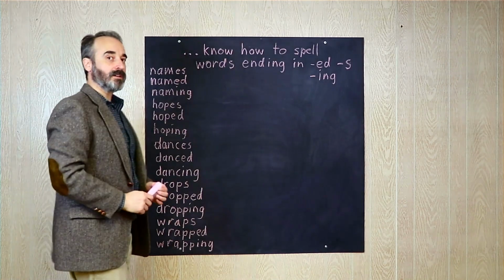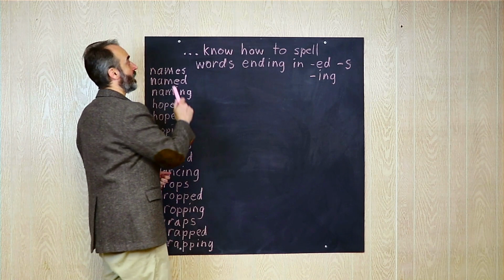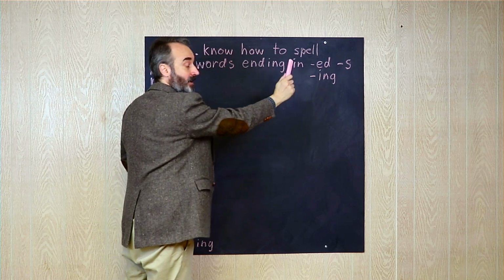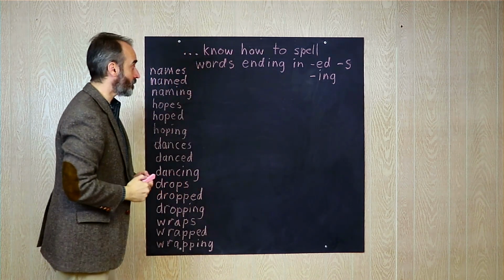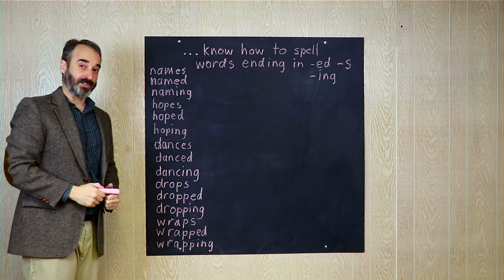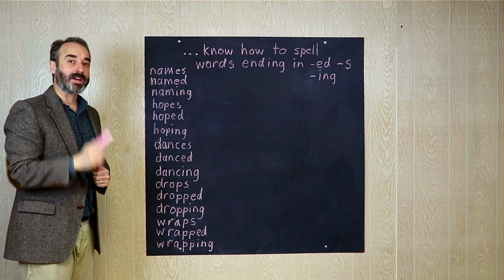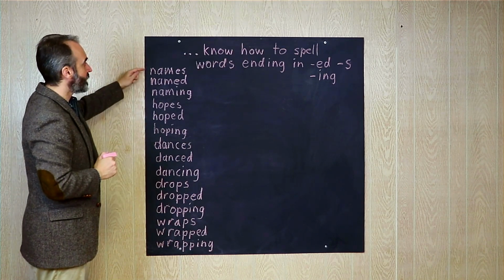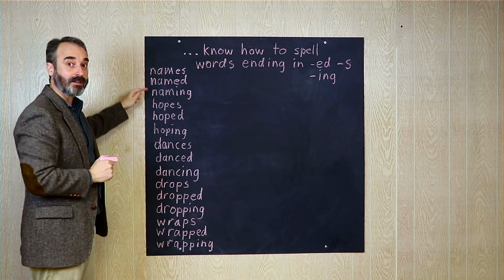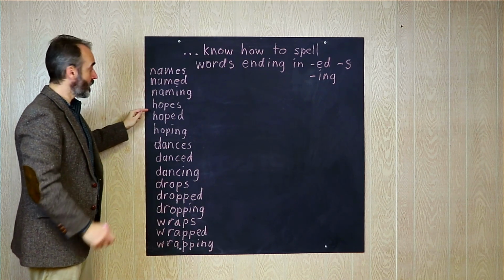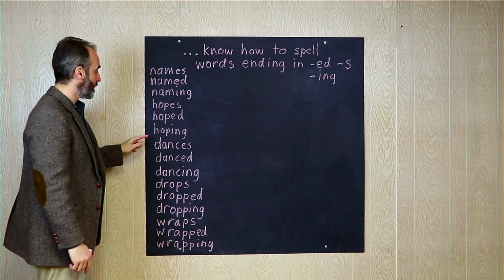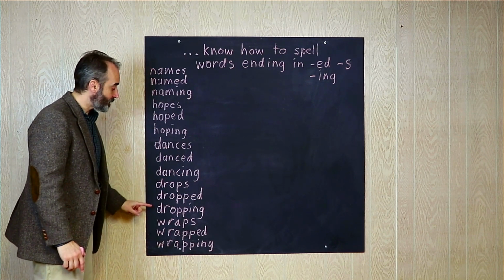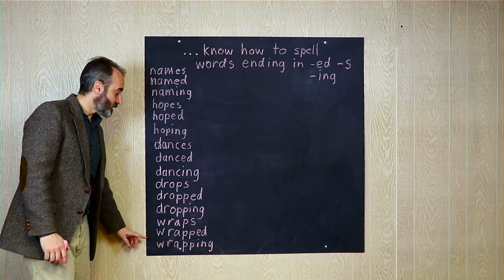All right. By the end of this lesson, I will be able to know how to spell words ending in ed, s, and ing. These are our spelling words for this week, and you'll also note, as always, they are our handwriting practice words. So I'm going to name them off real quick. Names, named, naming. Hopes, hoped, hoping. Dances, danced, dancing. Drops, dropped, dropping. Wraps, wrapped, wrapping.